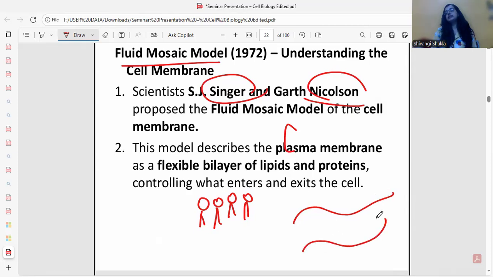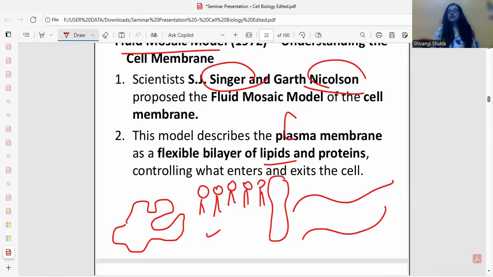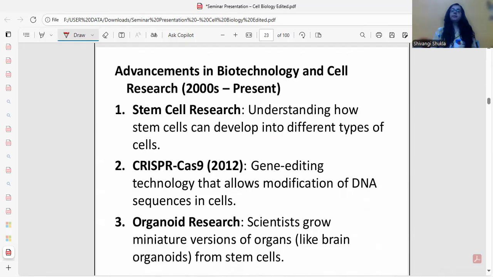It swims like this. It is not completely static. It is fluid. That also explains the flexibility of the plasma membrane, which is responsible for causing endocytosis within an amoeba. Right? So that happens. Why? Because the plasma membrane is flexible. And what explains its flexibility is the fluid mosaic model, which suggests that the plasma membrane is a flexible bilayer of lipids and there are proteins embedded in it like this. Right? There are some intrinsic proteins, some peripheral proteins, and transmembrane proteins.